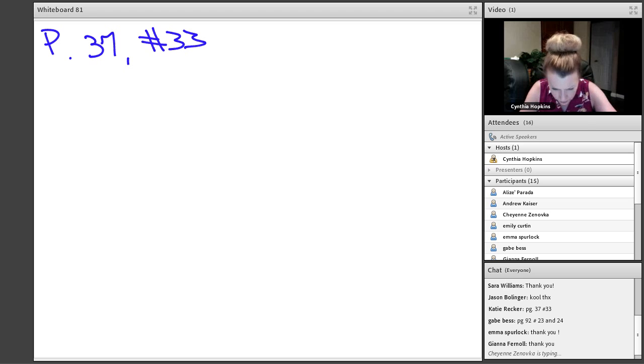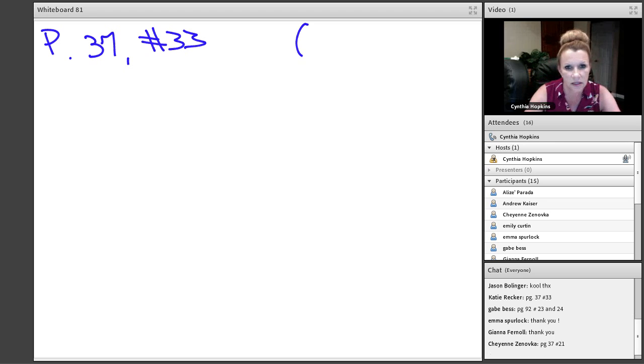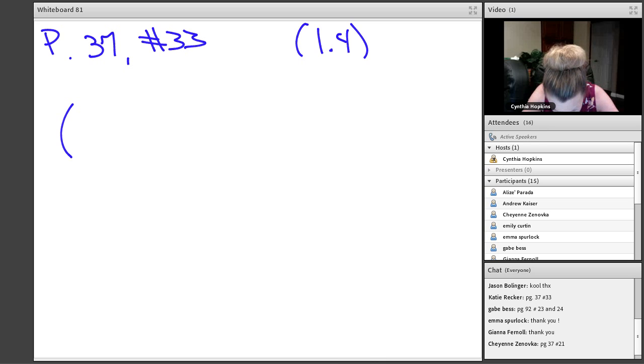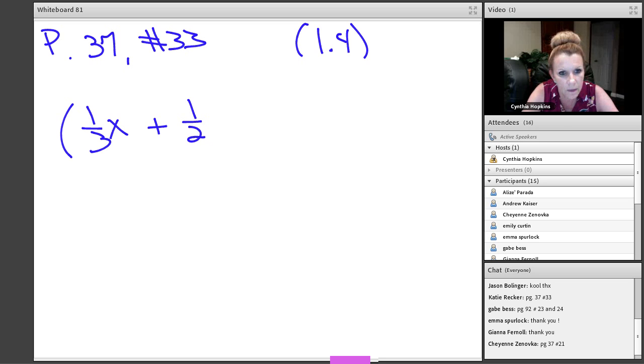Okay, let's see, page 37, number 33. Okay, I'm guessing that this is section 1.4, by the way, that it's the fractions that are kind of freaking you out a little bit, so we'll talk about that. Okay, I have 1/3 x plus 1/2 y, and they want us to multiply that by 1/3 x minus 1/2 y.